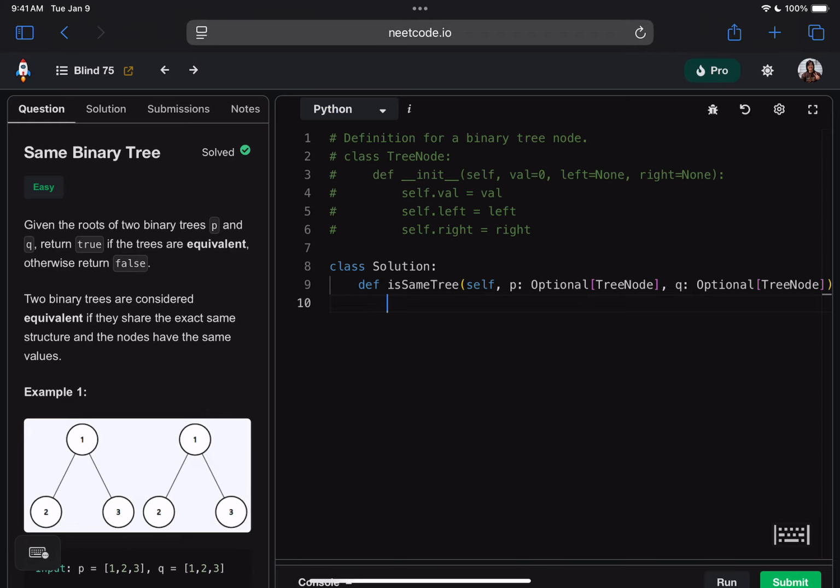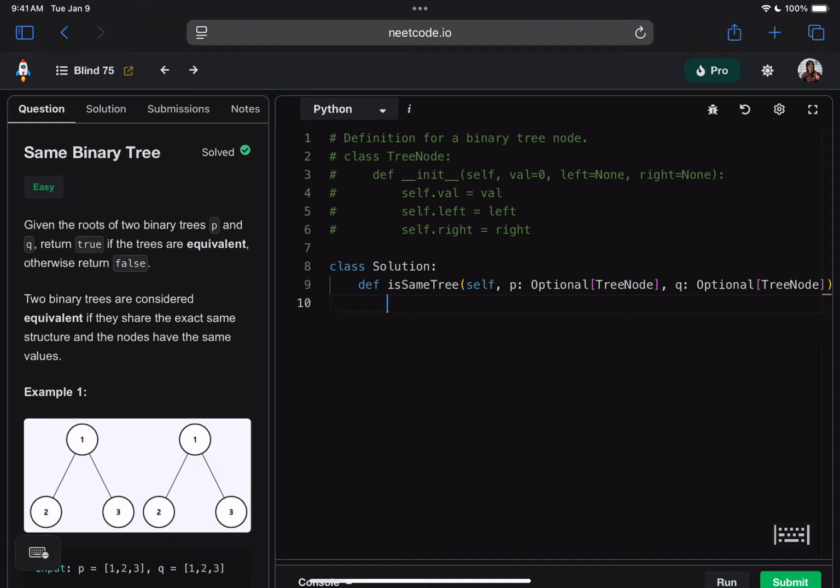Okay, so here's our problem prompt. It says, given the roots of two binary trees, P and Q, we want to return true if the trees are equivalent to each other, and otherwise, so if they're not equivalent, we'll return false. And they clarify for us here that two binary trees are considered equivalent if they share the exact same structure and all of the nodes have the same values.